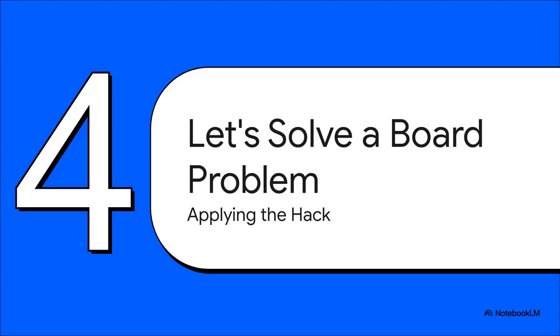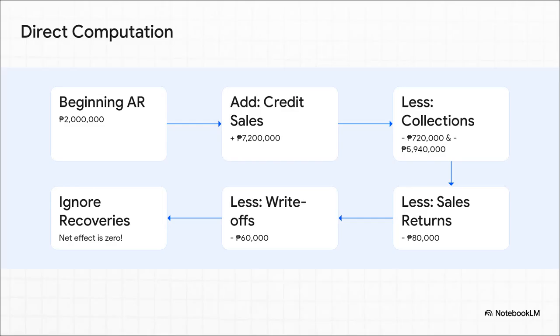All right, enough with the theory. Let's put this hack to the test with a problem that looks like it was ripped straight from a past board exam. We're going to use our master formula and see how fast we can get to the right answer. Okay, let's plug and play. We start with our beginning AR of 2 million pesos. Easy. Add the credit sales of 7.2 million.